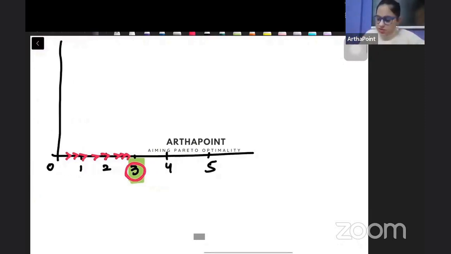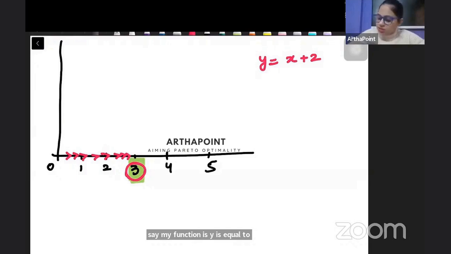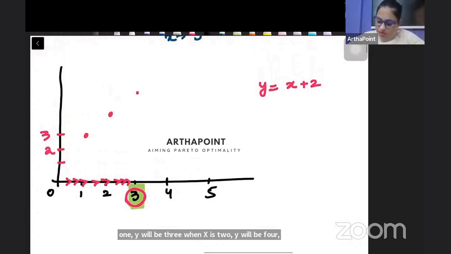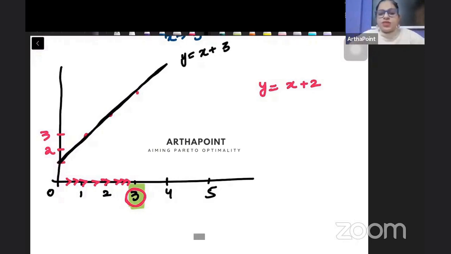Just let me explain this through a function. Let's say my function is y is equal to x plus 2. Right? You just plot this function. क्या function बन के आएगा? कैसे बनेगा? When x is 0, y will be 2. When x is 1, y will be 3. When x is 2, y will be 4. When x is 3, y will be 5. तो आपका जो function का diagram बनेगा ना, it will be like this. This is your function, y is equal to x plus 2. अब समझो.